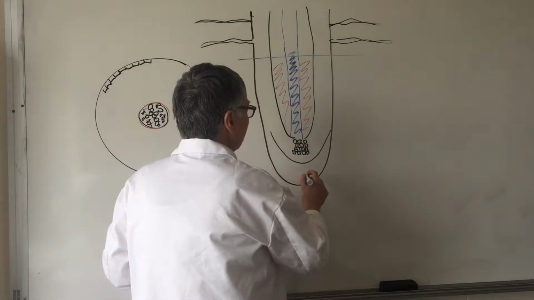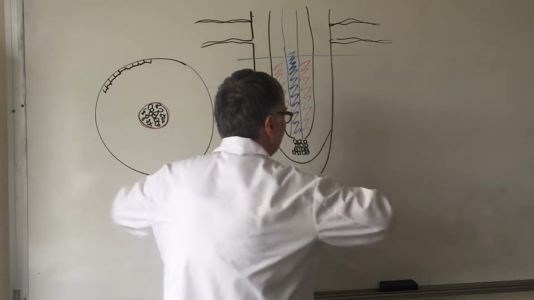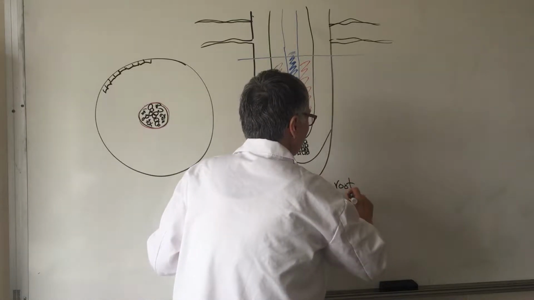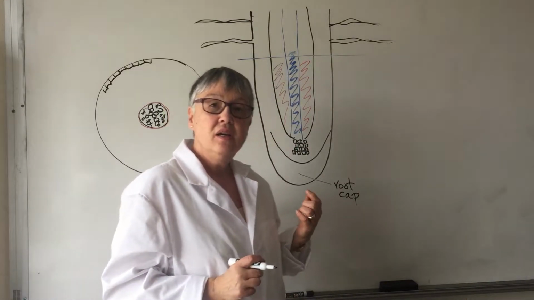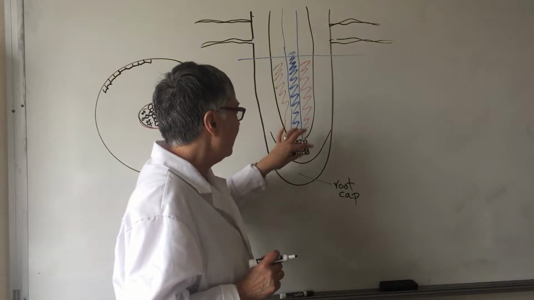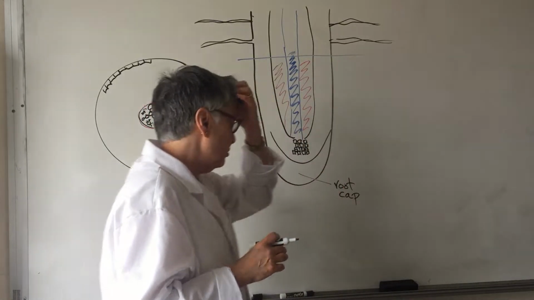At the very tip of the root is a cluster of cells that makes up what is called a root cap, and it has a protective function to protect the cells behind it from injury as it grows through the soil.